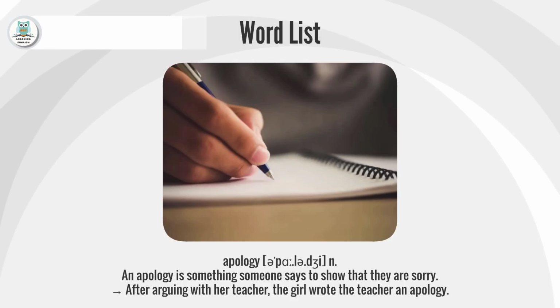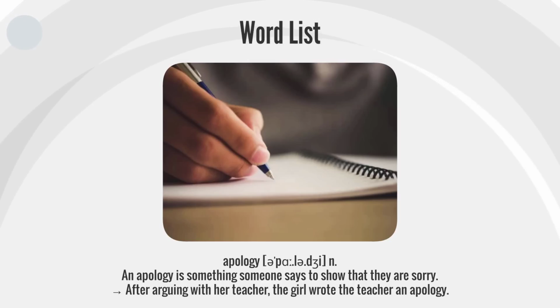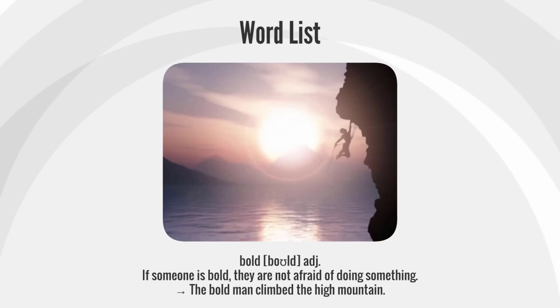Apology. An apology is something someone says to show that they are sorry. After arguing with her teacher, the girl wrote the teacher an apology. Bold. If someone is bold, they are not afraid of doing something. The bold man climbed the high mountain.